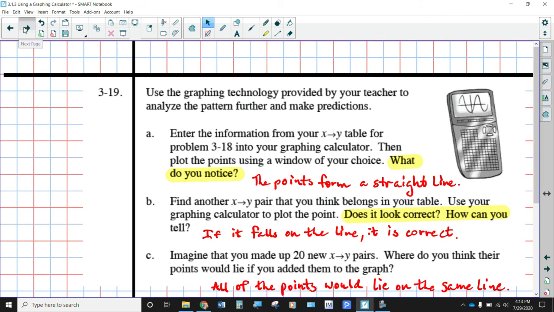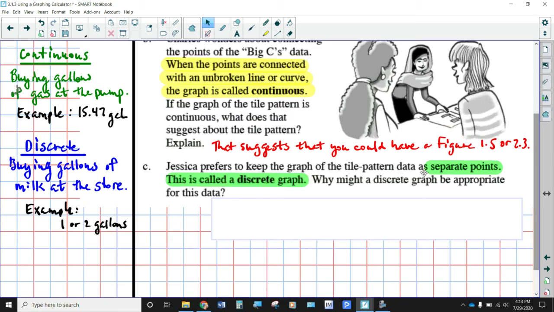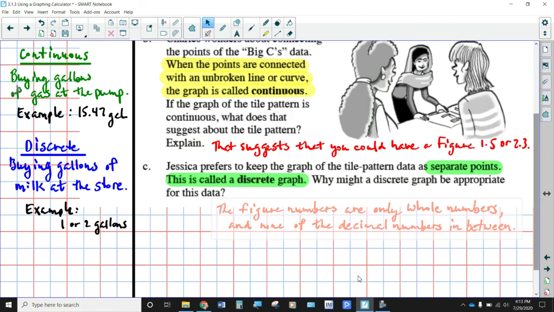So that's where the discrete graph comes into play. When you only plot the points, that's where you use a discrete graph, okay? So the figure numbers are only whole numbers, and none of the decimal numbers in between are represented, so we would not, in this particular situation, connect the dots.